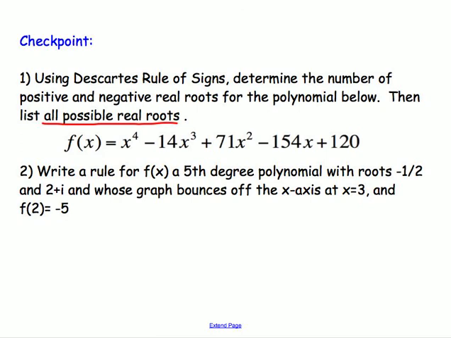Then your second goal is to write a rule in the second question for a 5th degree polynomial with the following roots, whose graph bounces off the x-axis at x equals 3, and f of 2 is negative 5. So I'm looking for you to get a start on both these problems. So try and apply Descartes' rule of signs and try to start the rule for number 2 and bring your questions into class.